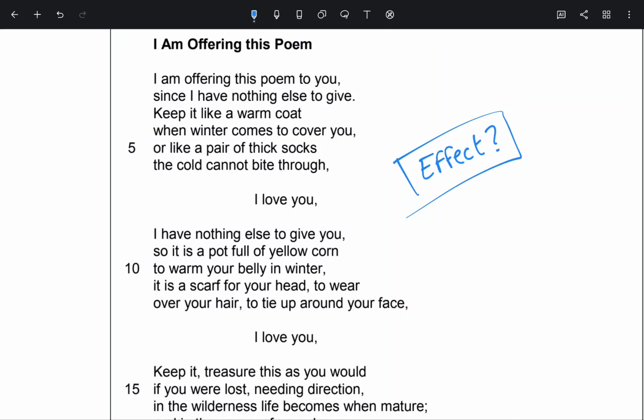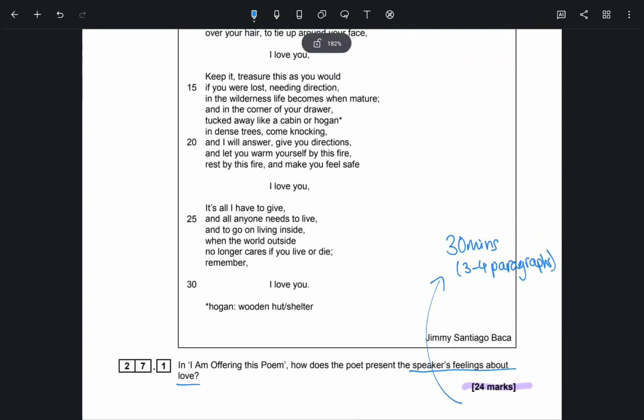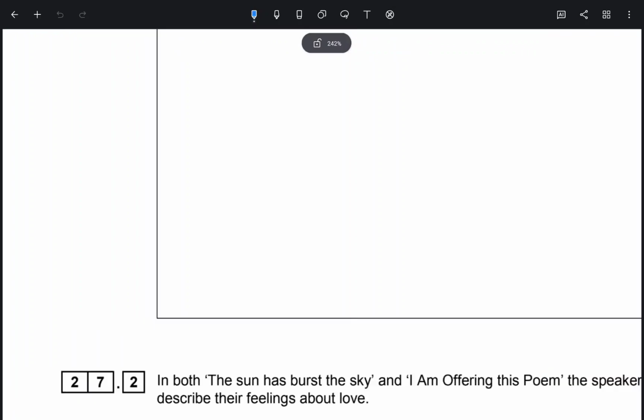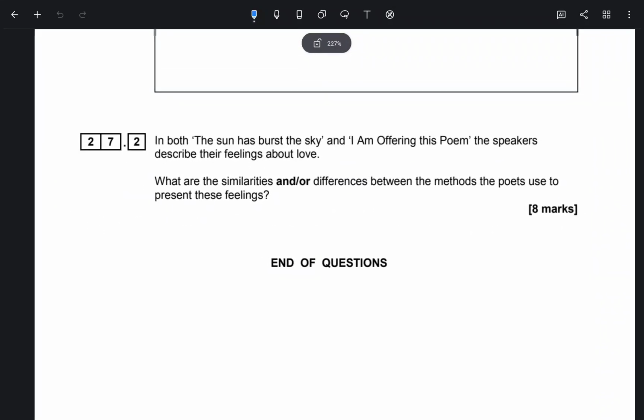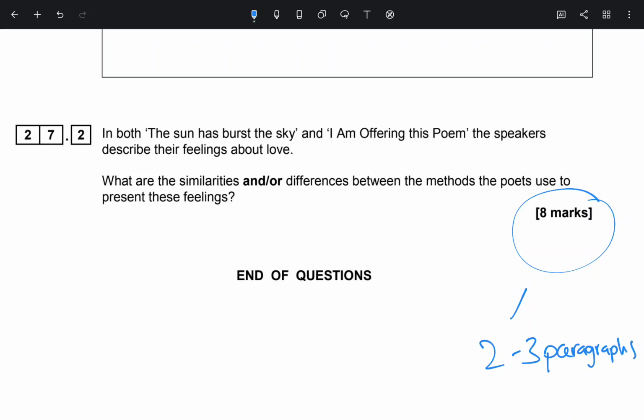Now, in terms of section C, okay, that is your unseen poetry, and there's a second part. Don't forget about the second part, because unfortunately I have had students come up to me and say, oh sir, I didn't know there was a second part to it, and that way they lost out on some easy marks, and it's worth 8 marks. This is the last question that you'll ever do for literature. It's 8 marks. Again, I would say you're looking at 2 to 3 paragraphs. Okay, so that's something that you need to remember.